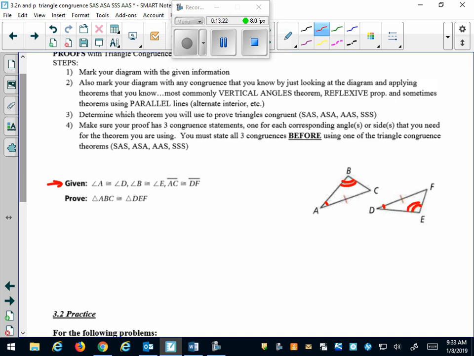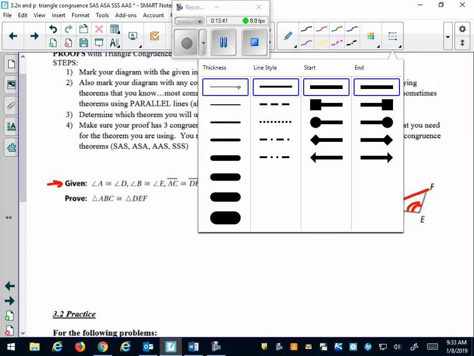And AC is congruent to DF. Okay, so this particular proof has basically given us everything we need. So there's not going to be a long proof. Some proofs that we'll do are going to require a little bit more than this.